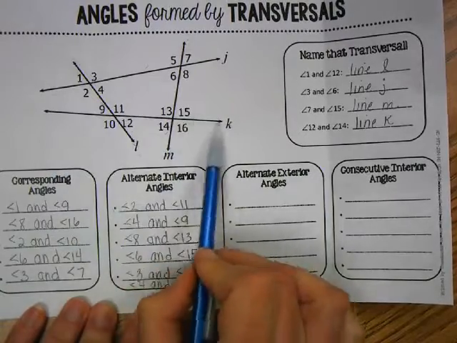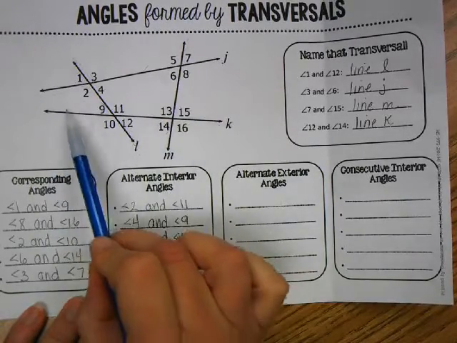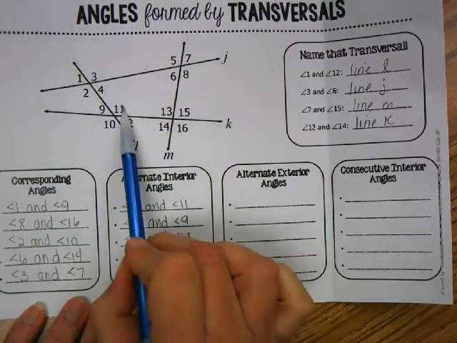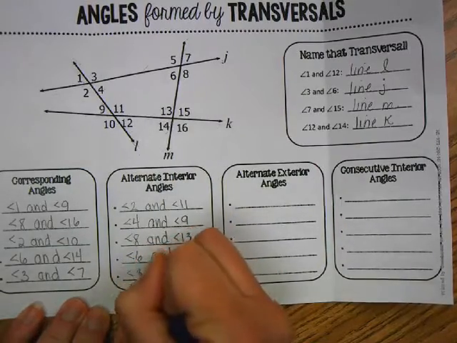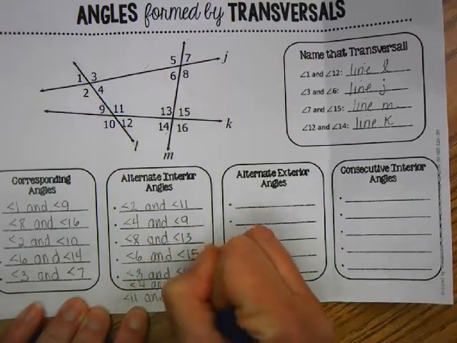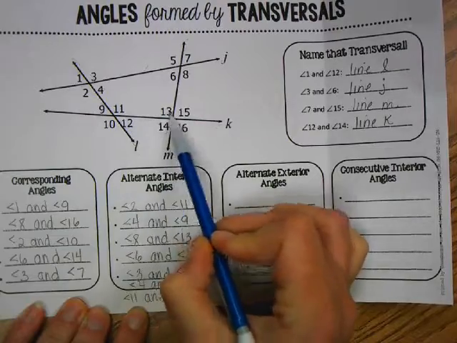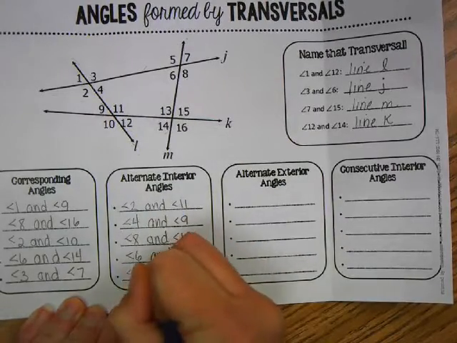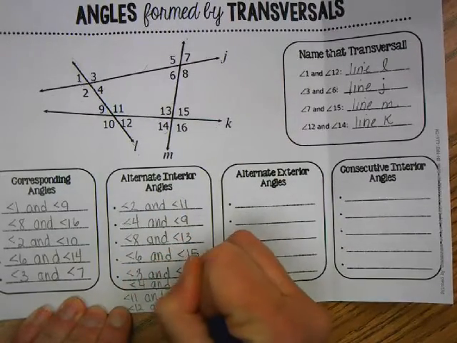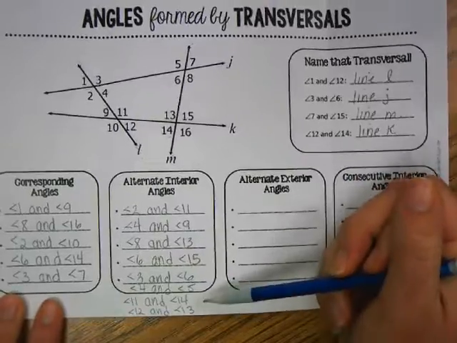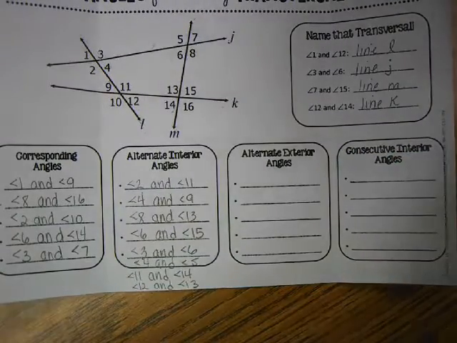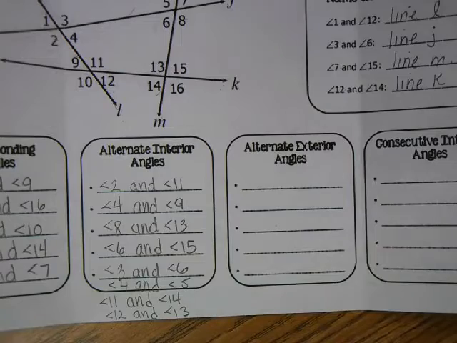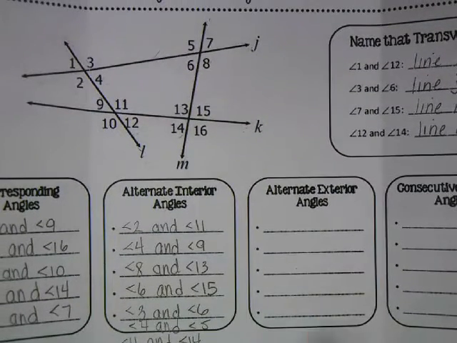And then lastly, if you use K as your transversal, you could have 11 and 14 as alternate interior. And you could also have 12 and 13. So I listed all of them so that you are able to check your work and make sure you're on the right track for alternate interior angles.